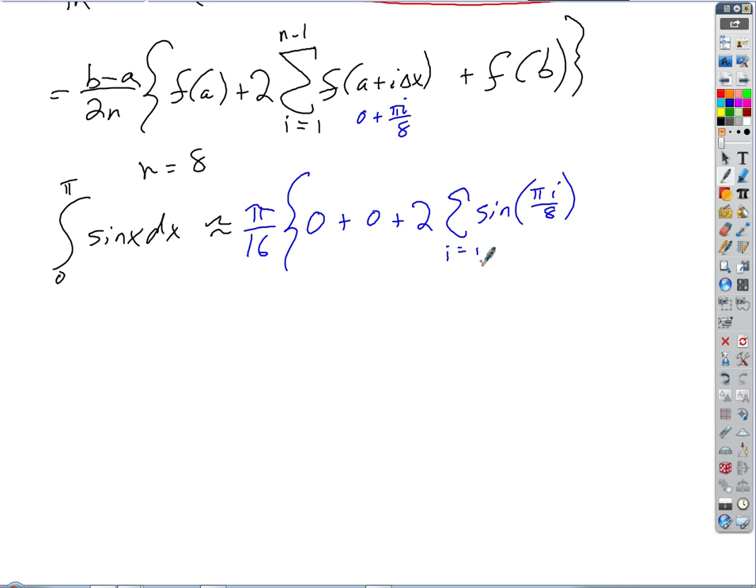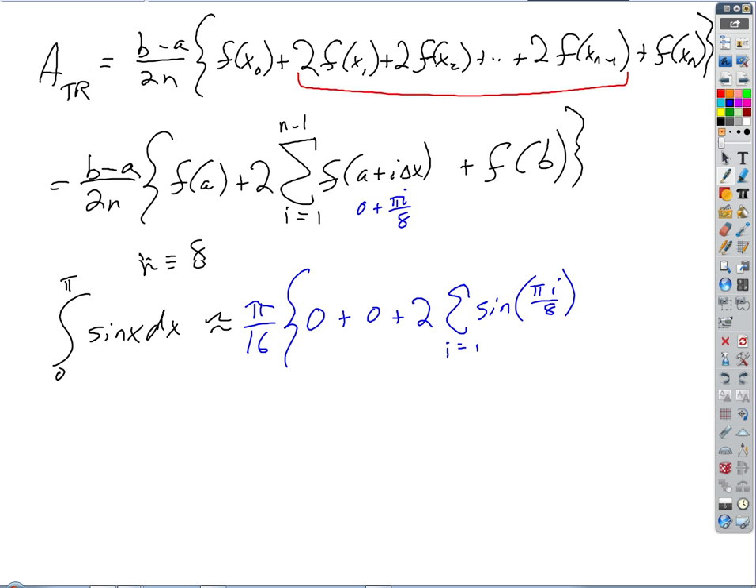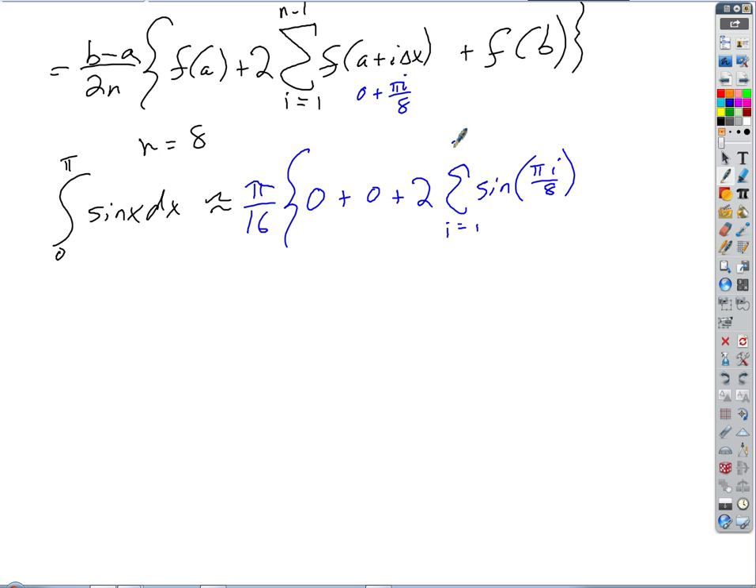no, because we're only double counting the middle ones, right? Oh, to 8 minus 1, so it goes from 1 to 7, doesn't it? Right? Okay. See what I'm saying? Okay. So let's do that on our calculator, see what we get.